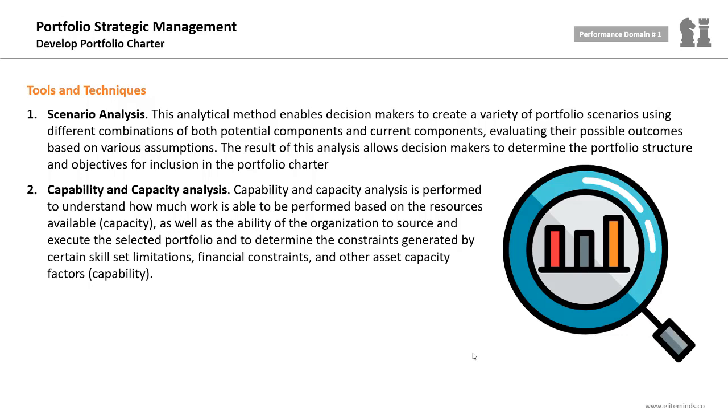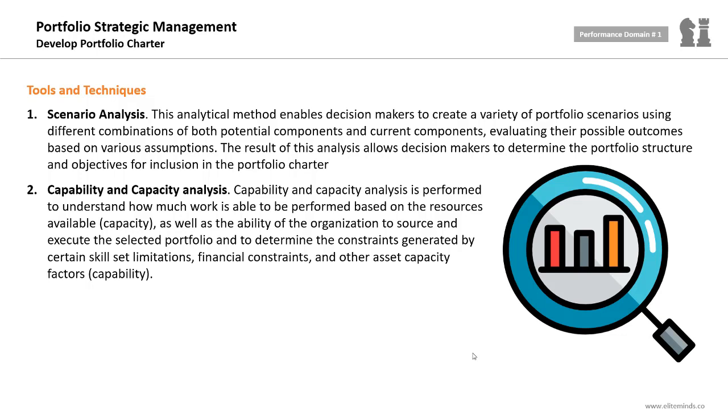The second technique is the capability and capacity analysis, and it is performed first to analyze the capacity. The capacity is how much work the organization is able to perform based on the resources available. So the capacity analysis is to determine how much work is able to be done based on the current resources of the organization, while the capability analysis is the ability of the organization to source and execute the selected portfolio and to determine the constraints generated by certain skill set limitations, financial constraints, and other asset capacity factors.